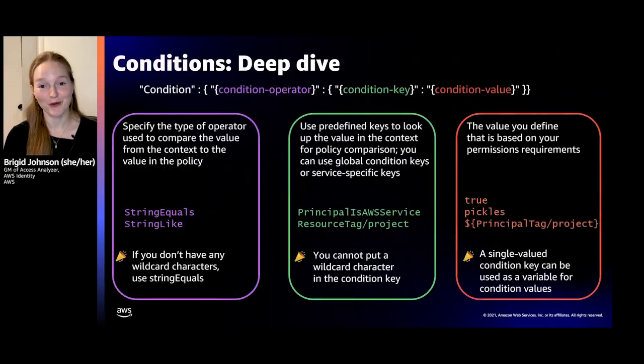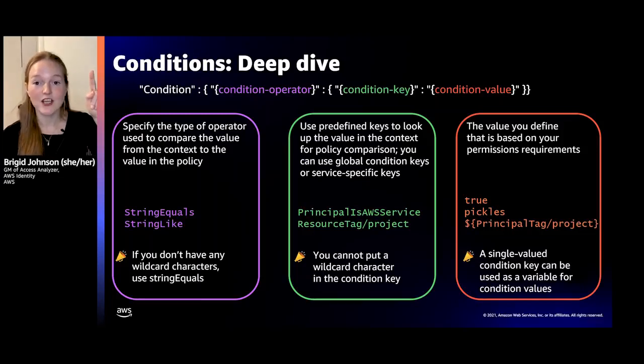All right, so here are the three parts of conditions. The first part is the condition operator. This is the type of operator used to compare the value in the context to the value in the policy. Remember, we talked about the context in the policy. This is what is used to compare. These are defined by AWS. You have string equals, string like. There's a whole documentation page on what operators you can use. My pro tip here, if you don't have a wildcard in the value, don't use string like, just use string equals. You want it to match. All right, so you have your operator.